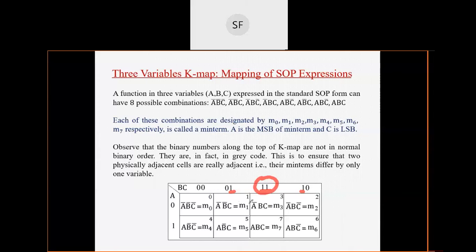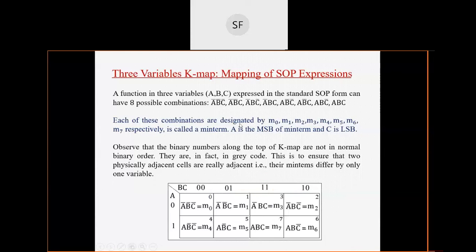The minimization is, you are doing minimization by combining two cells, right? By combining two adjacent cells. So hence, due to this adjacent cell requirement, we have done this particular thing here. We have taken 1 1 earlier and 1 0 after that. I hope you got this concept.